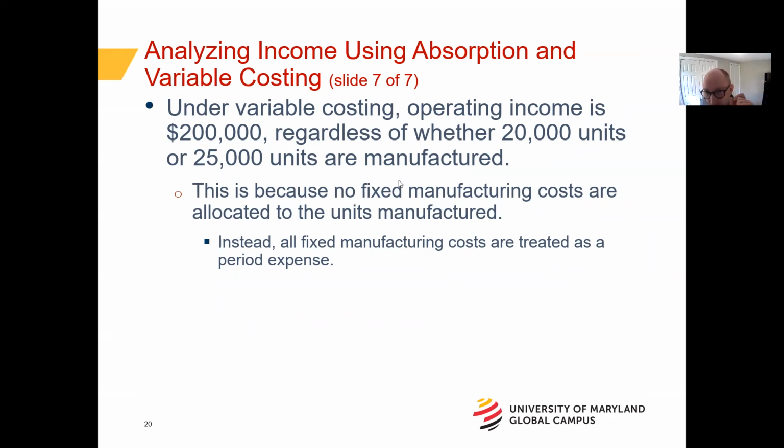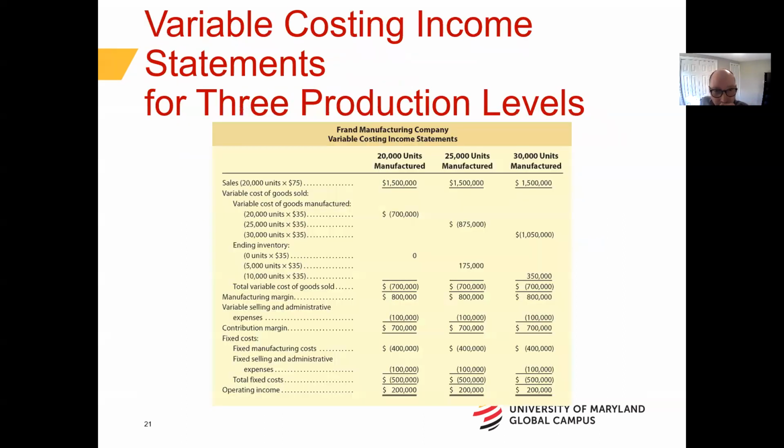But the key point here is that the fixed manufacturing costs are treated as a period expense. So it gets expensed out rather than being treated as a part of the cost of goods manufactured. That's the key difference. So what does that look like?